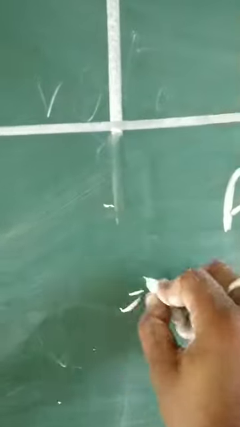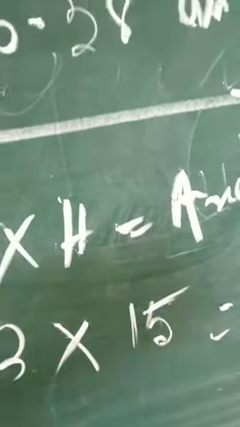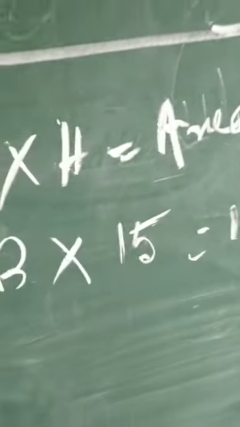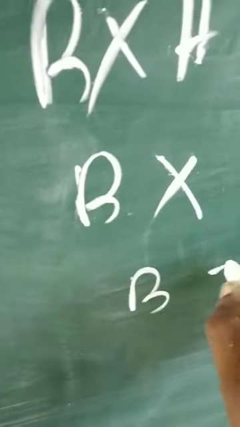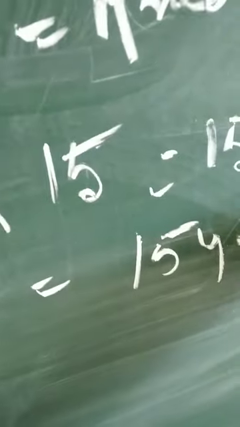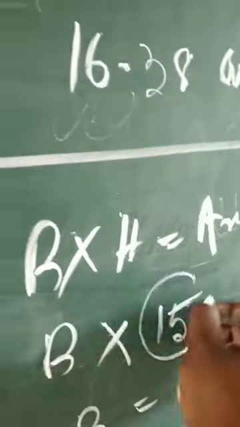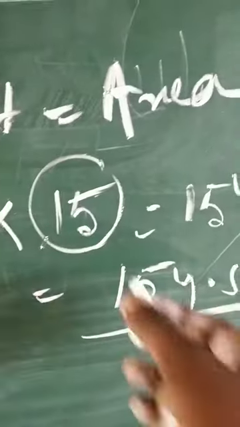Fine. Base is unknown, so let this be as it is. Height is 15. Area of the parallelogram is 154.5. Now, base is equal to 154.5 by 15. 15 has been transposed from left hand side to the right hand side. So it has become divided.